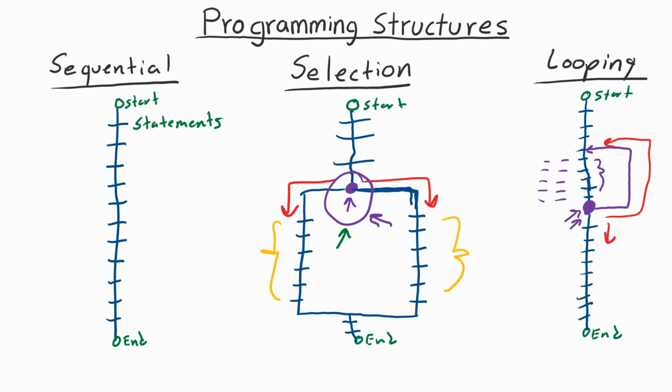So notice that for both looping and selection, there's this purple decision. And I made it purple because they are the same. They work the same way. And we'll spend a couple of videos just discussing what exactly this purple thing means.